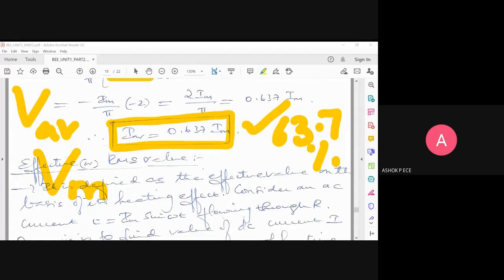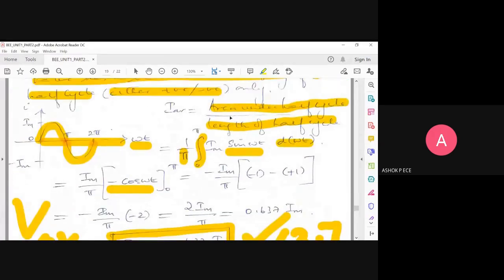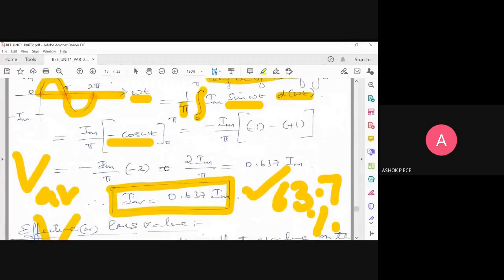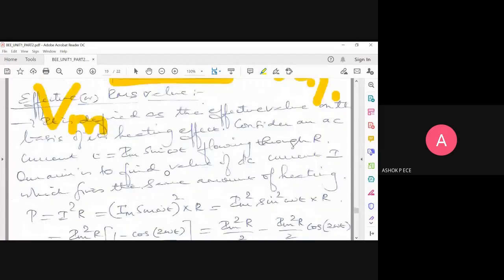Is it clear? It's all mathematical. You should be studying, you should be knowing the basics. It's all mathematical, and the formula is there. Even if you forget the answer, you can take the area under the half cycle by the length of the half cycle, integrate, and get the answer for I average at any point of time. Okay, so next one is going to be effective or RMS value.